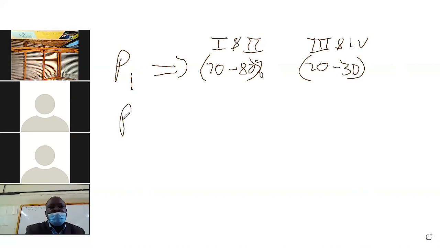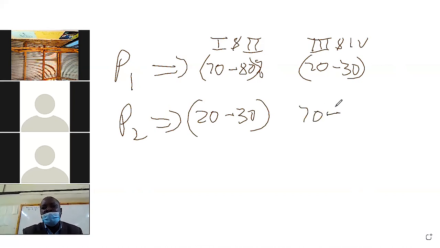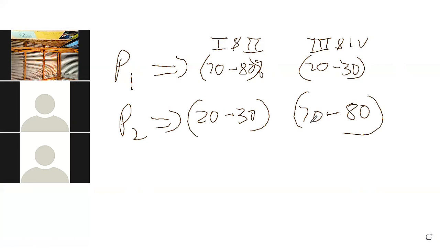Then in paper 2, they only reverse, whereby Form 1, Form 2 work is going to be between 20 and 30, while Form 3 and Form 4 will be between 70 and 80. So that is what happens. They might not say that there are specific topics, but in paper 1, the bulk of it will be Form 1, Form 2. In paper 2, the bulk of it will be Form 3, Form 4.